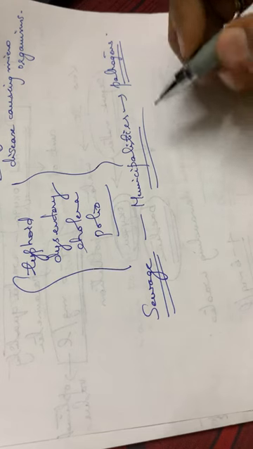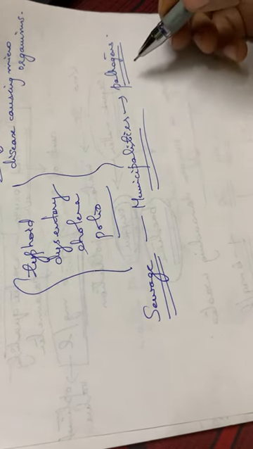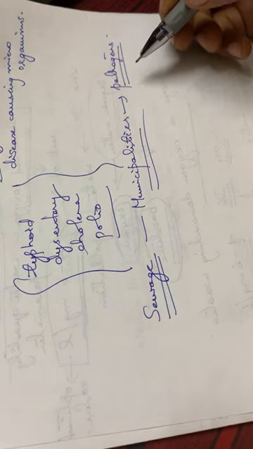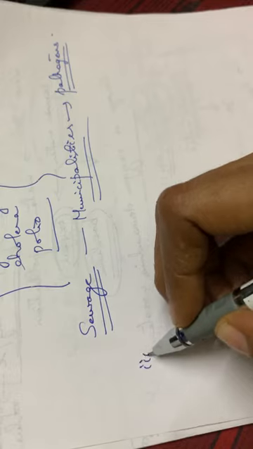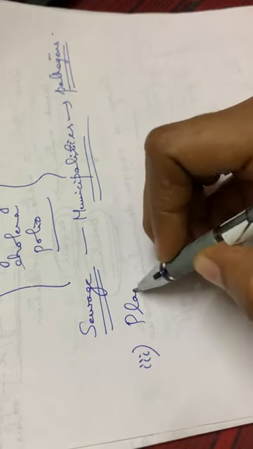From the affected persons themselves, these bacteria will be entering into the sewage. So that is one point. And then the next one, the third source of water pollution, that is the plant nutrients.